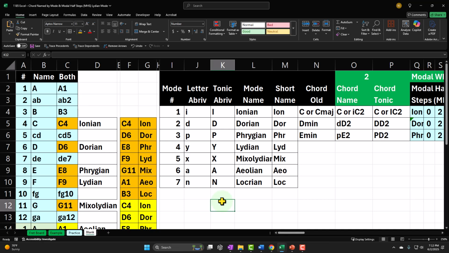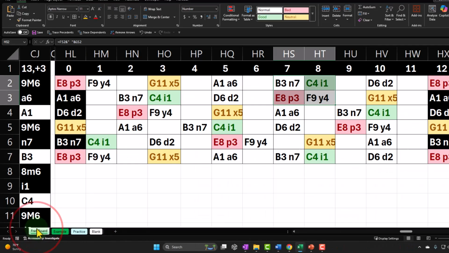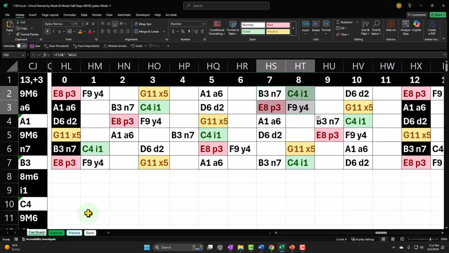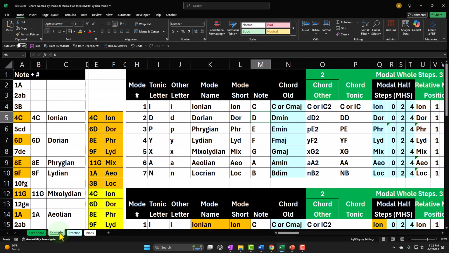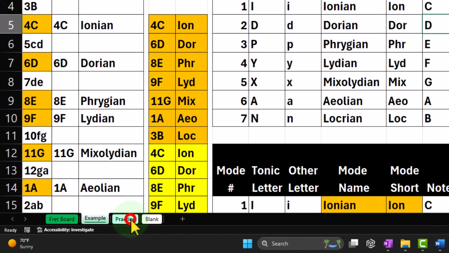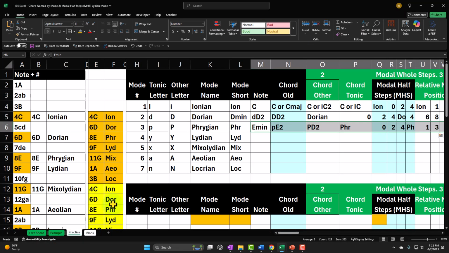If you do have access to this workbook, though, there are 4 tabs down below. Fretboard, example, practice, blank. The fretboard tab has a simulated fretboard that we will refer back to. The example tab has the finished product, in essence, the answer key. The practice tab has pre-formatted cells, so you can practice the practice problem with less Excel formatting.